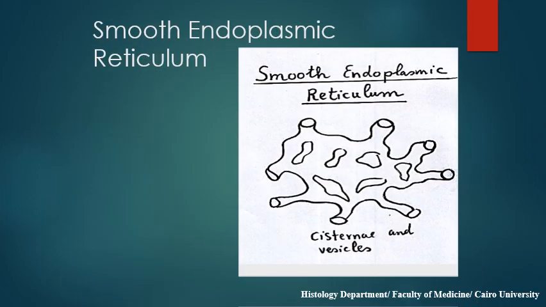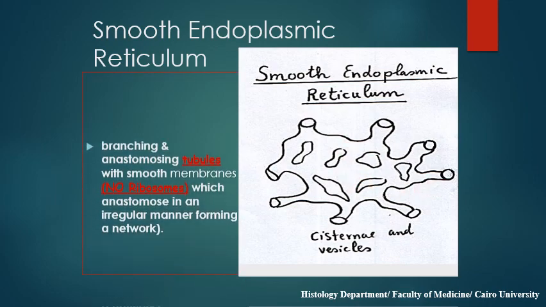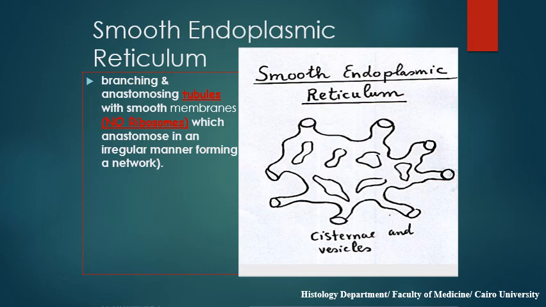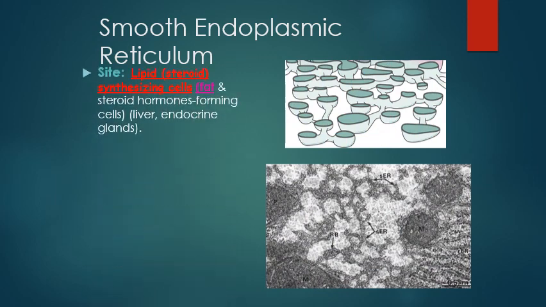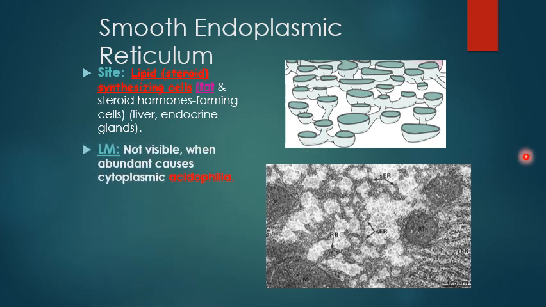Smooth endoplasmic reticulum: intercommunicating membrane-bound channels connected together, which branch and anastomose, and do not contain ribosomes on the surface. It is present in steroid-secreting cells or fat-secreting cells in the liver and endocrine glands. It is not stained by hematoxylin and eosin, but when abundant it appears acidophilic. Why? Because it is a membranous organelle that does not contain ribosomes on the surface.